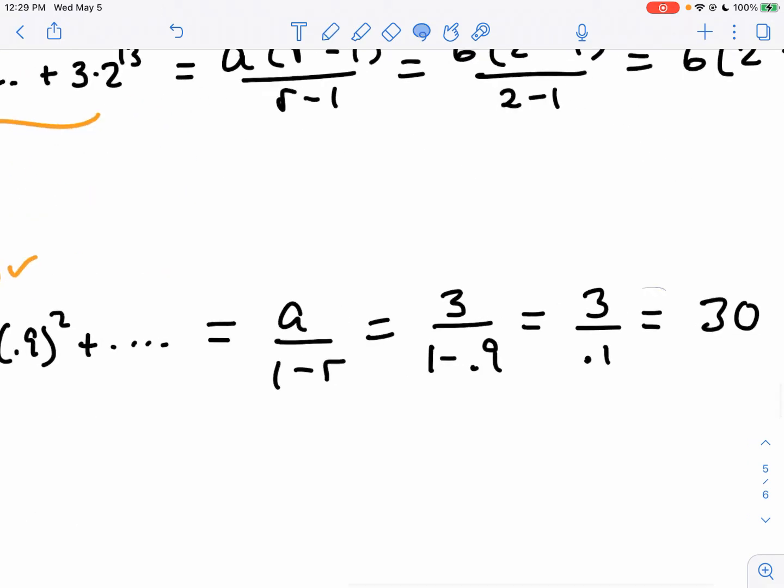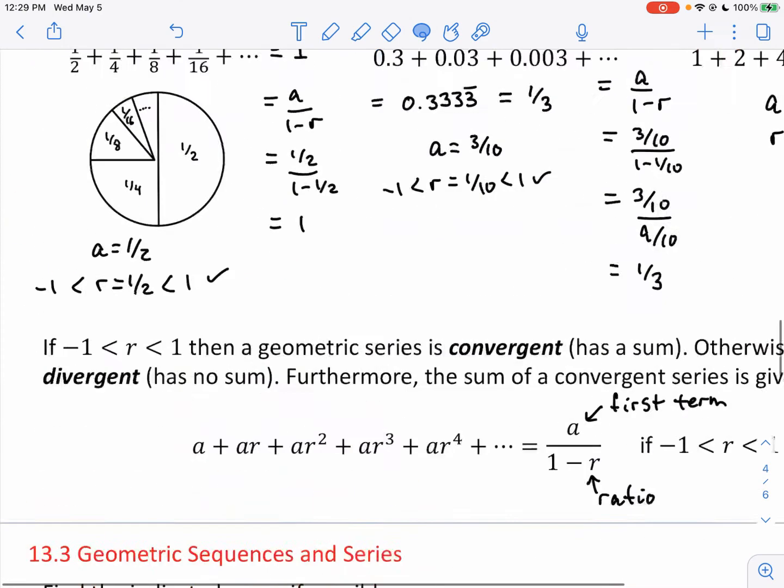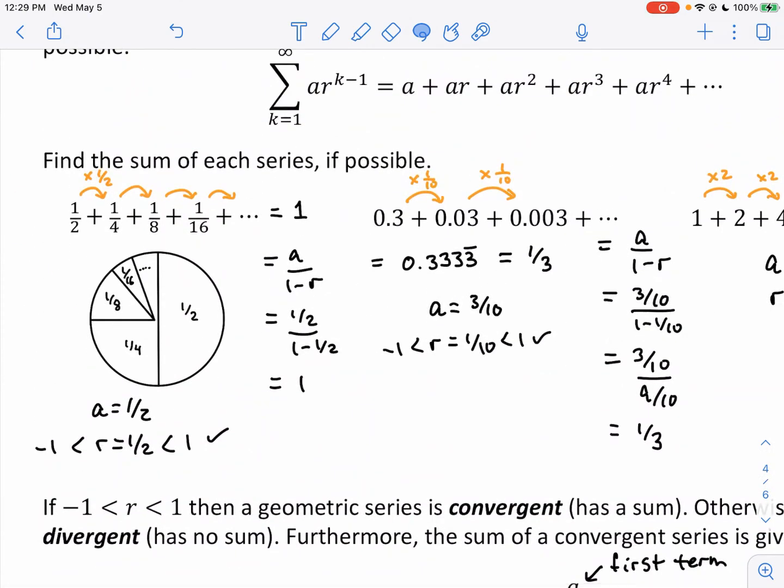This is not a wavy equal sign. This is an equal sign. In the same sense that up here, we don't get approximately 1, because when you take all infinitely many pieces and put them back together, you get 1.